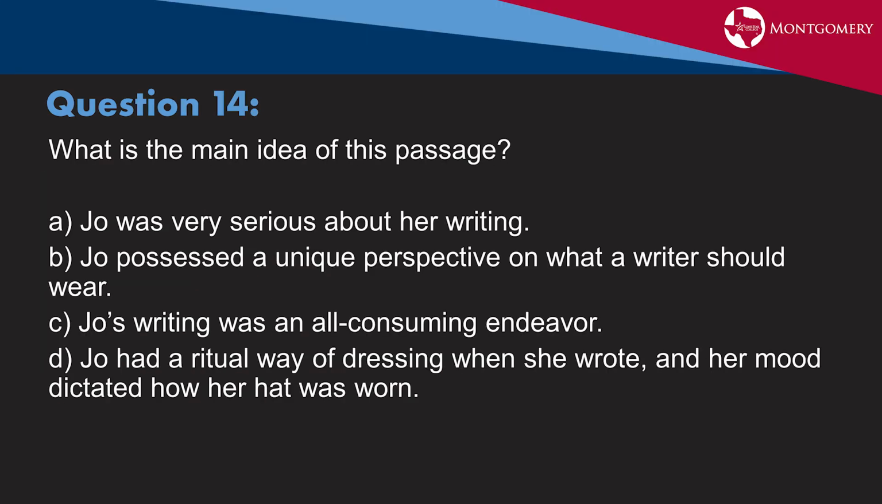What is the main idea of this passage? A. Jo was very serious about her writing. B. Jo possessed a unique perspective of what a writer should wear. C. Jo's writing was an all-consuming endeavor. Or D. Jo had a ritual way of dressing when she wrote, and her mood dictated how her hat was worn.